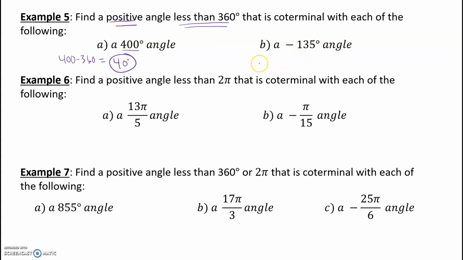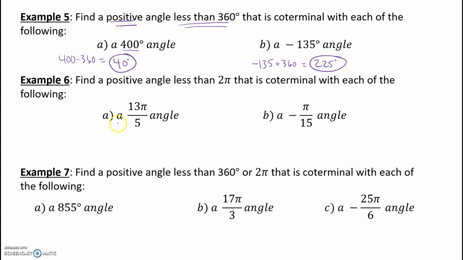Here, negative 135. Here we want to add 360, right? You can add or subtract 360 as many times as you want. But they said they wanted positive, so we're going to add 360. And we get 225 degrees. So again, 225 degrees and negative 135 should have the same terminal side.